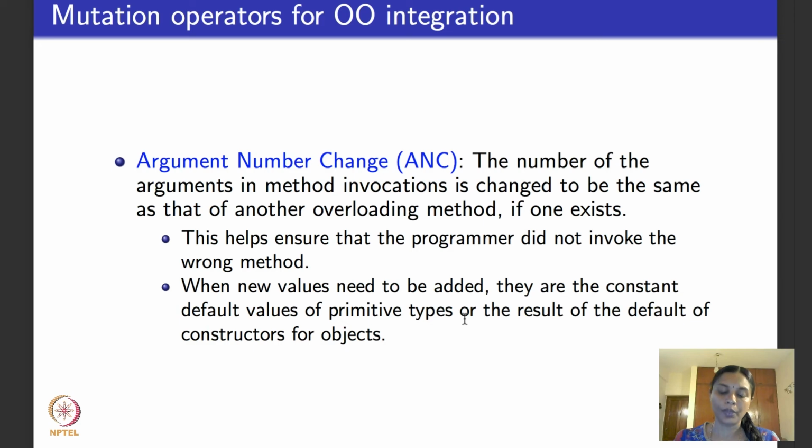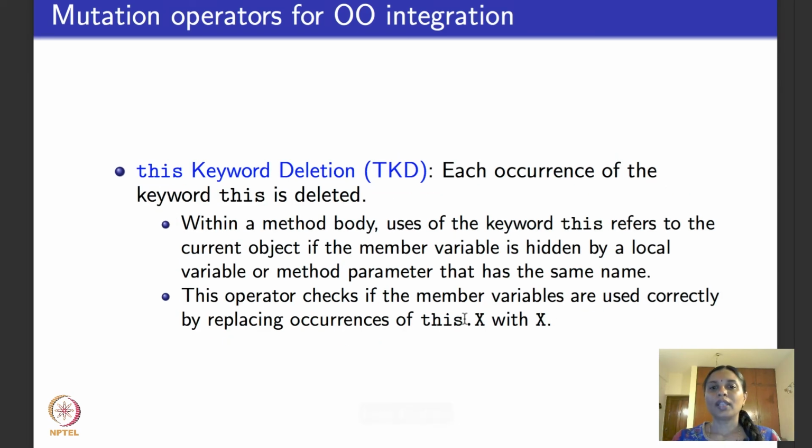What will this help? This will help to check that the programmer indeed invoked the correct method. He didn't pick up the wrong method to invoke. And when new values have to be added, they are constant default values of primitive types, or they are the result of default constructors for objects. Is that clear?